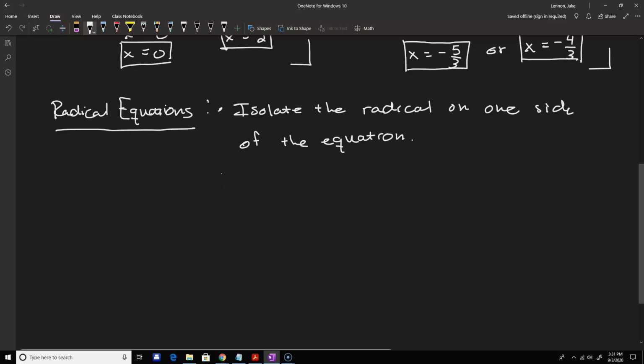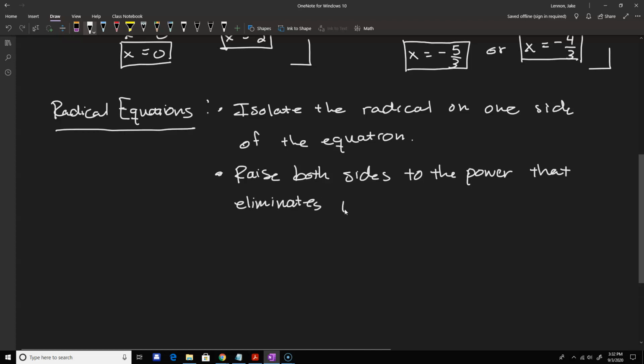and then we want to raise both sides to the power that eliminates the radical. So if it's a square root, you square both sides. If it's a cube root, you raise both sides to the third power, and so on. And then we want to use general techniques to solve the resulting equation.